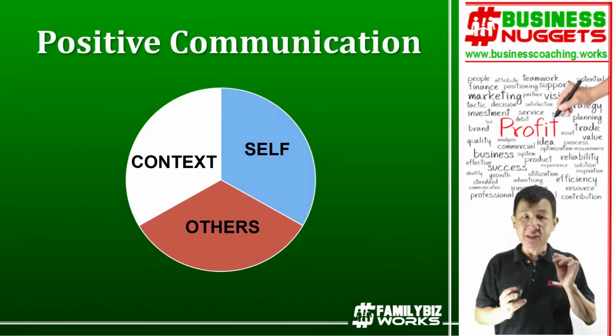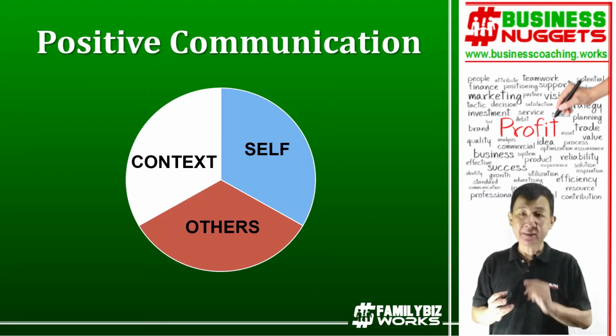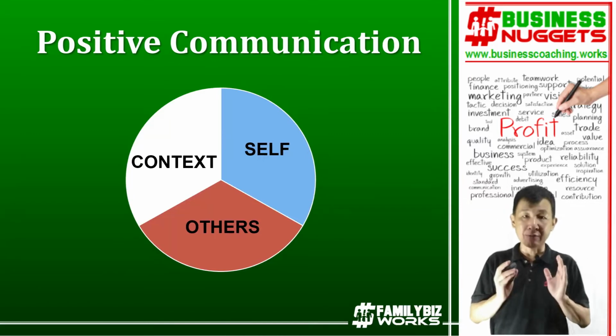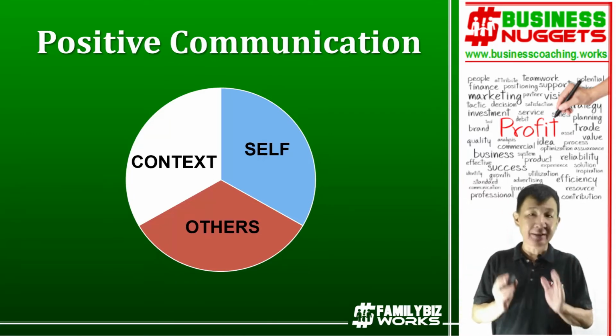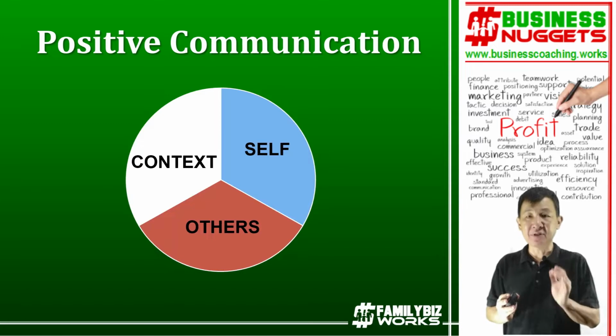Let me explain. There are three components to a congruent or positive communication: you, the other party, and the context. But very often, context is assumed to be understood by one or both parties, resulting in misunderstandings and conflicts. Here are some examples of context in communication and why it is absolutely crucial in getting positive outcomes.